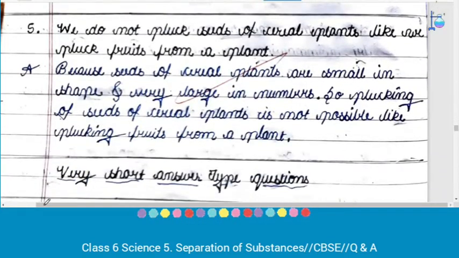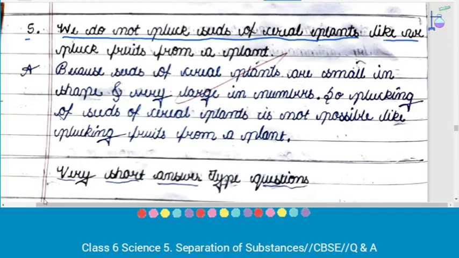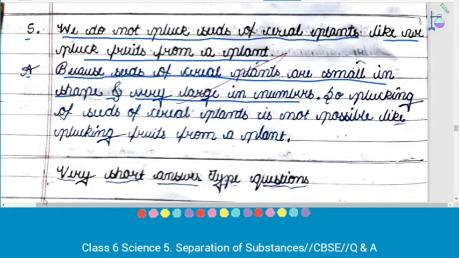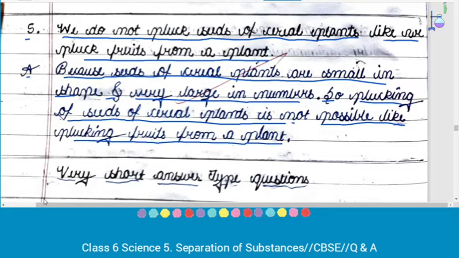Fifth, we do not pluck seeds of cereal plants like we pluck fruits from a plant. Answer, because seeds of cereal plants are small in shape and very large in numbers. So, plucking of seeds of cereal plants is not possible like plucking fruits from a plant.